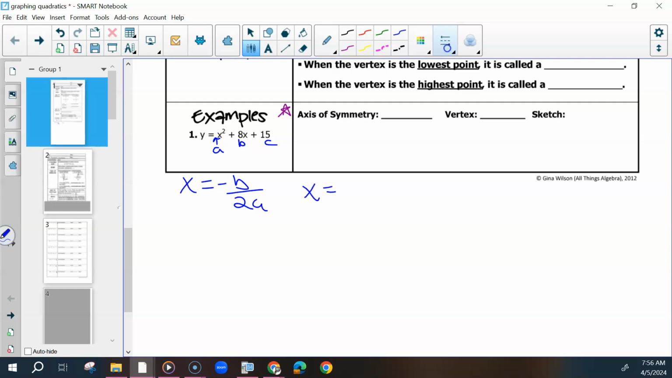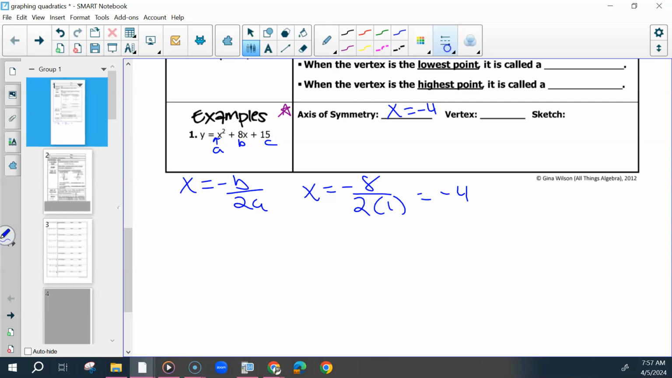So x equals negative 8 over 2 times, what's our a value? X squared. 1. Just the number. And then simplify that. You can do that all at once. Negative 4. So our axis of symmetry is x equals negative 4. You have to have the x equals, otherwise it's not your axis of symmetry. It has to be an equation. Questions so far?